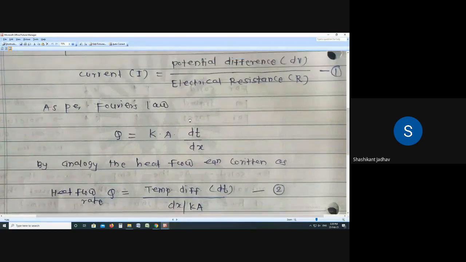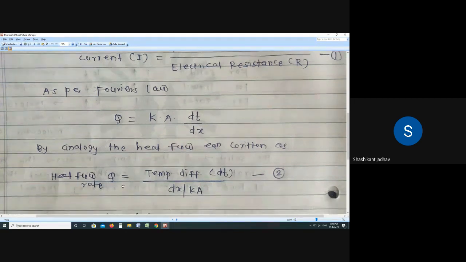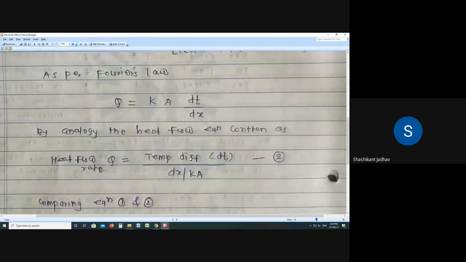Okay, so similarly, in the form of current we have to write the equation. Current is flowing because of the potential difference, so we write that heat is flowing because of the temperature difference, so we take only the temperature difference at the numerator. This k into A is at the numerator, so we have to take it at the denominator, at the denominator of the denominator, so it is dx by k. So what is our equation? Heat flow rate Q is equal to temperature difference divided by dx by k.